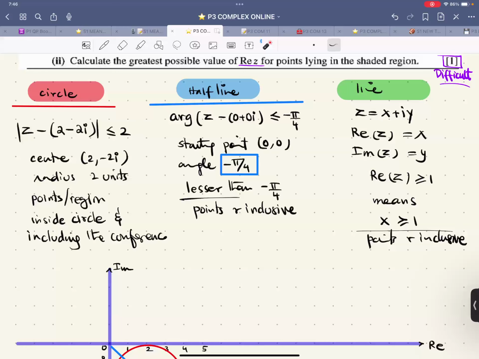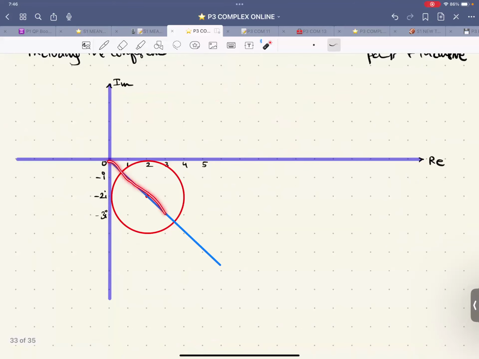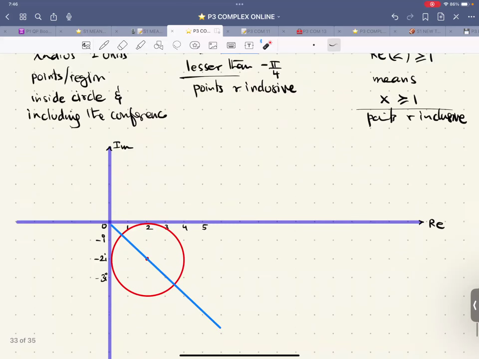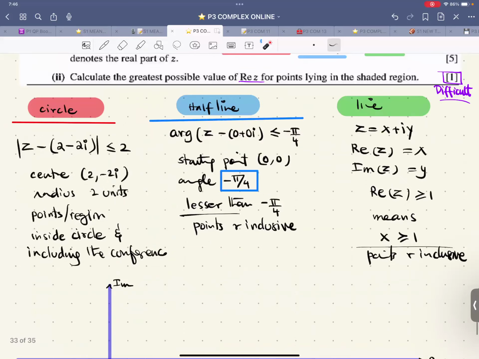So we were talking about, first of all, drawing a circle after the adjustment, and we want to shade all the points inside the circle, including the circumference. There is a half line starting from the point 0, 0. It's making an angle of negative pi by 4. Since this is less than or equal to, it should be below this half line, but inside the circle. But wait a minute, there is a third thing also. And what is that third thing?